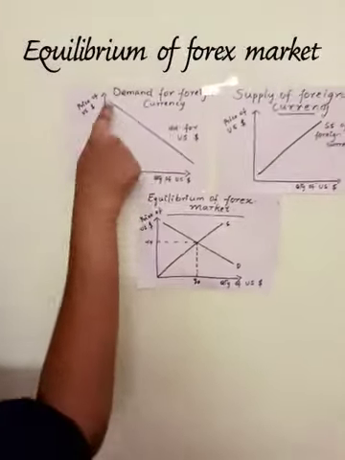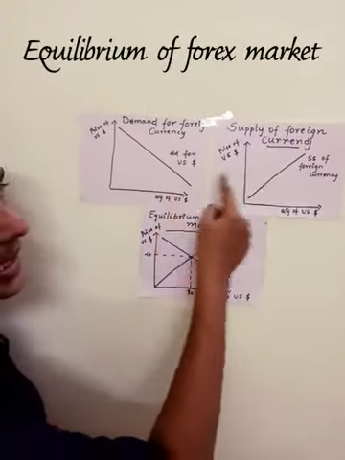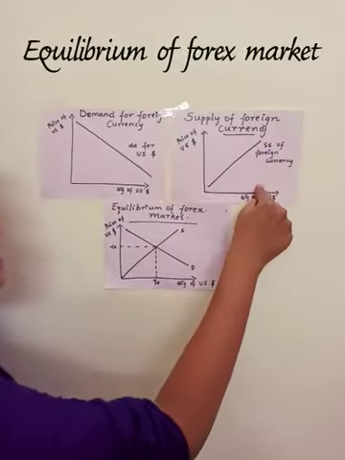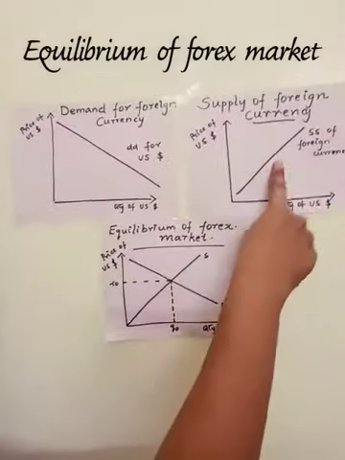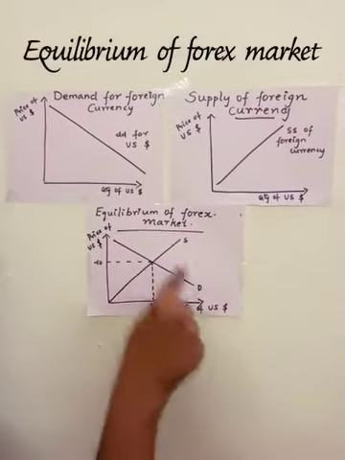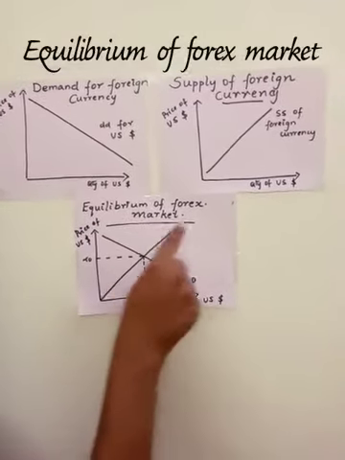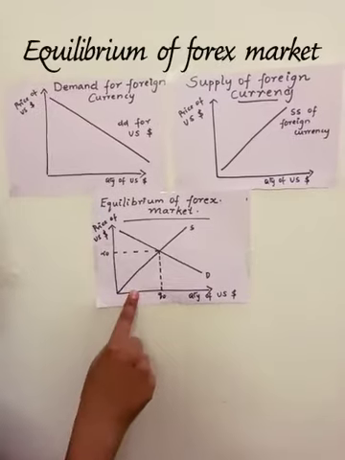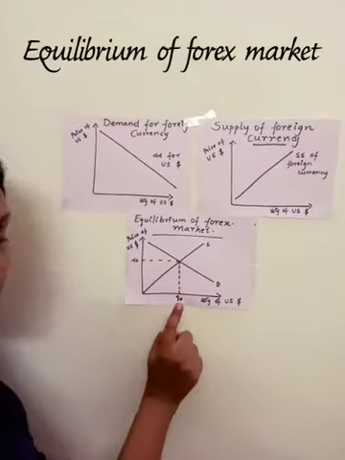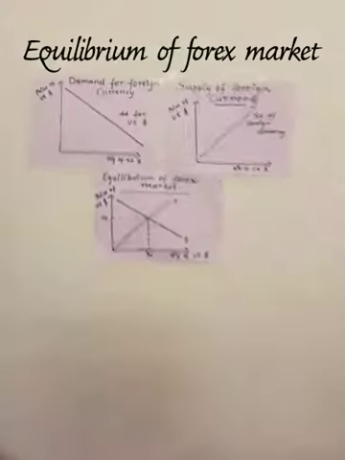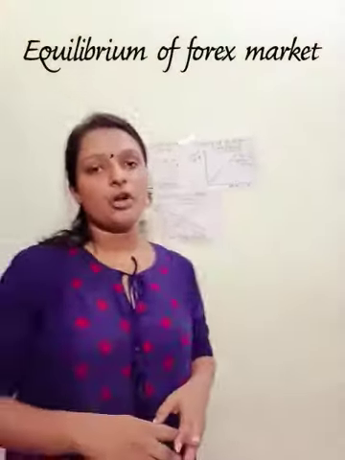So, demand has an inverse relationship between price and quantity, and supply has a direct relationship between price and quantity of foreign currency. With these two we determine the equilibrium exchange rate, that is the intersection of the demand curve and supply curve. In the middle we get the equilibrium point, that is R0 and Q0. So this is the equilibrium of the forex market.